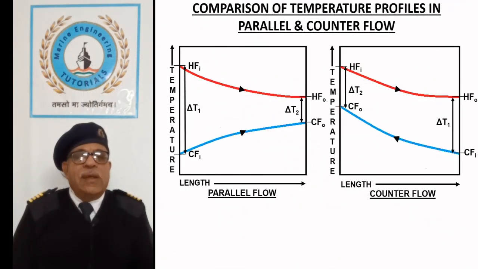Comparison of temperature profiles in parallel and counter flow. This figure shows the temperature profiles in the two types of heat exchangers. Because the heat transfer process takes place over the entire length of the exchanger, the temperature of the fluids as they flow through the exchanger is not generally constant but varies in a non-linear way over the entire length. The rate of heat transfer varies along the length of the exchanger tubes because its value depends upon the temperature difference between the hot and cold fluid at that point.